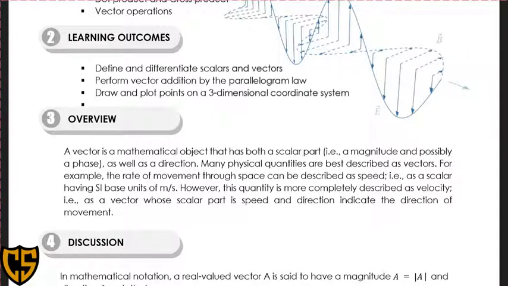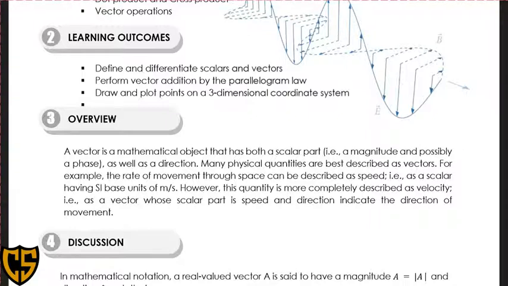A vector is a mathematical object that has both a scalar part, which I am referring to as your magnitude, and possibly a phase, as well as a direction. So many physical quantities are best described as vectors. So for example, the rate of movement through space can be described as speed. That is a scalar having a base unit of meter per second. However, this quantity is more completely described as velocity.